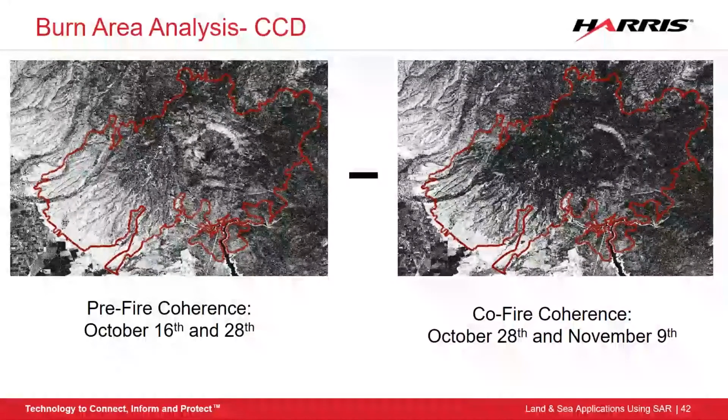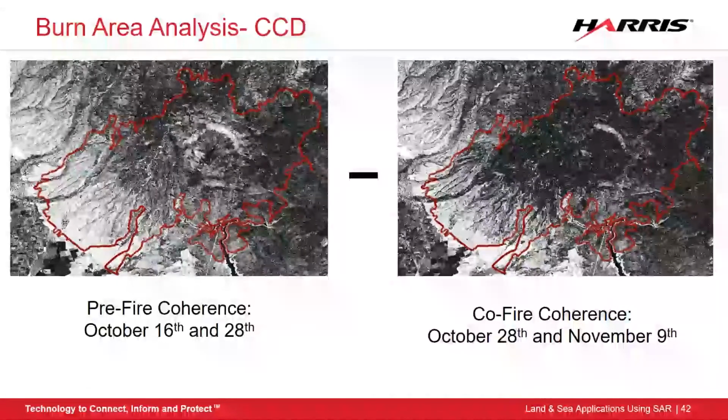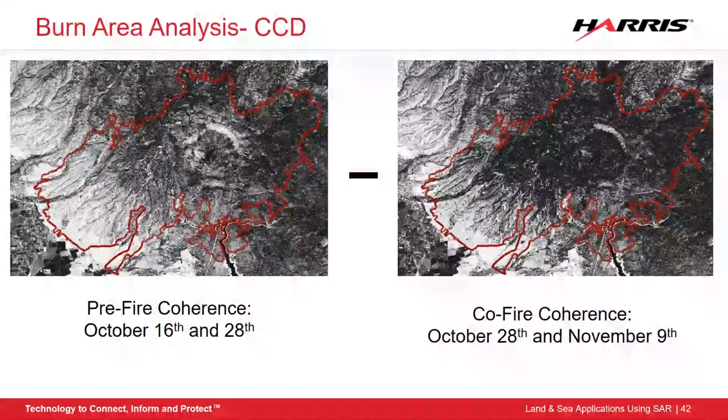The image on the left is coherence from a pair of images from before the fire. We do see low coherence in the mountains and even where the fire is going to occur, and this is caused by thick vegetation. However, in comparison to the coherence from during the fire, there are obvious changes that show the removal of surface structures.